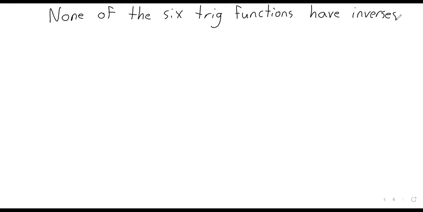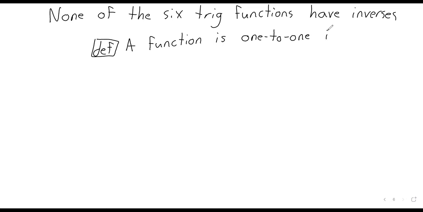Again, thinking back to maybe algebra or wherever you might have seen this material before, we'll just give the definition. A function is called one to one if f of a equaling f of b means that a and b are actually the same number.